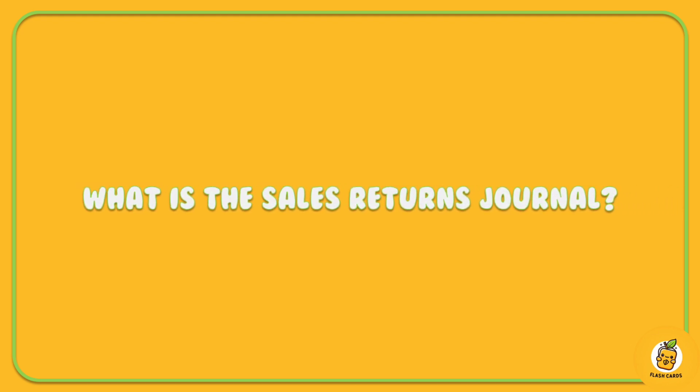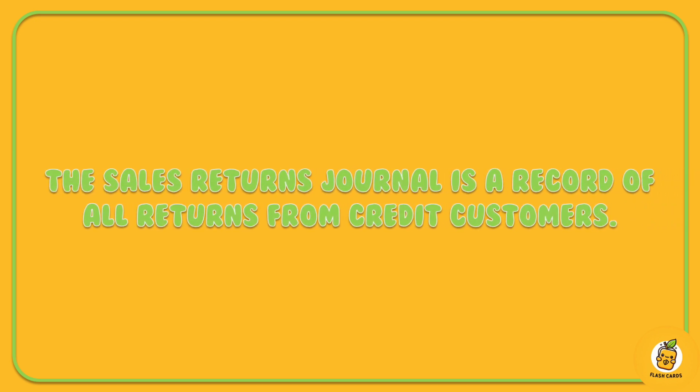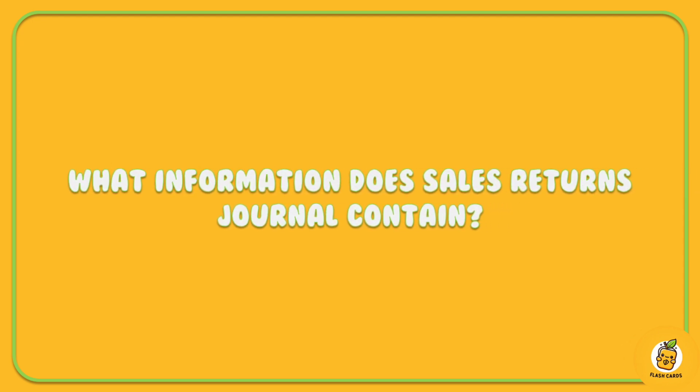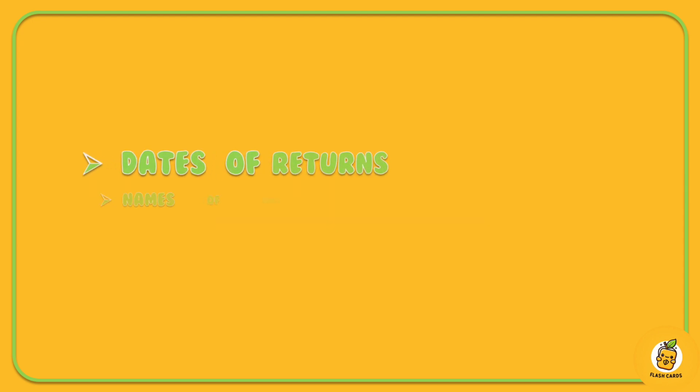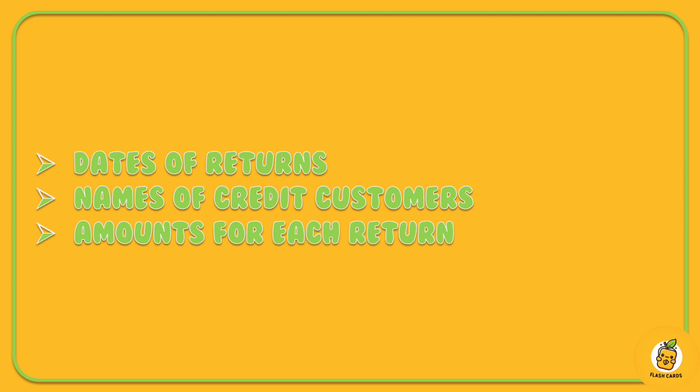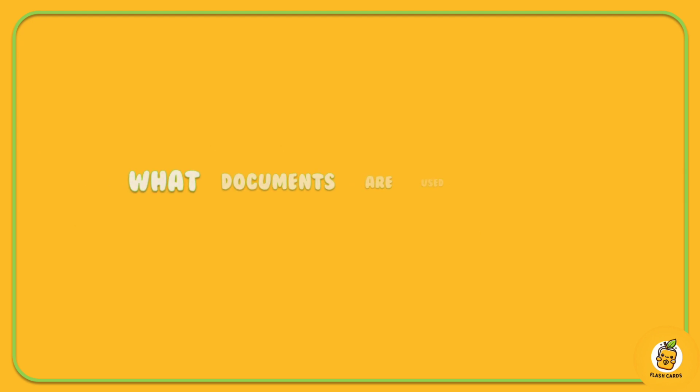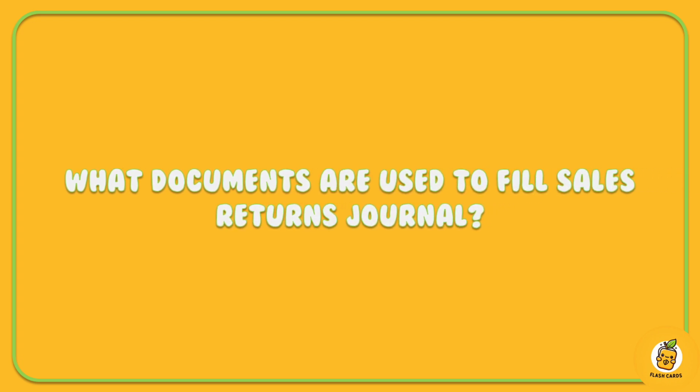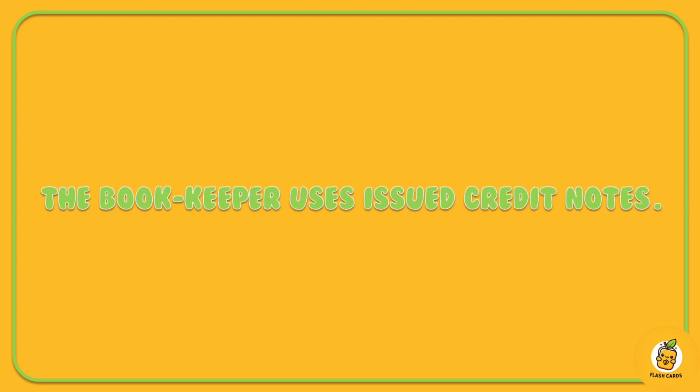What is the sales returns journal? The sales returns journal is a record of all returns from credit customers. What information does the sales returns journal contain? Dates of returns, names of credit customers, amounts for each return. What documents are used to fill the sales returns journal? The bookkeeper uses issued credit notes.